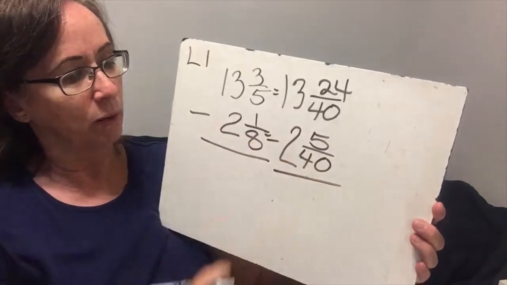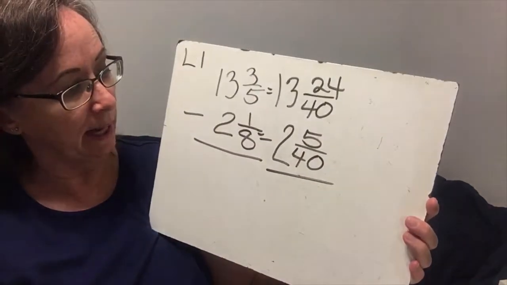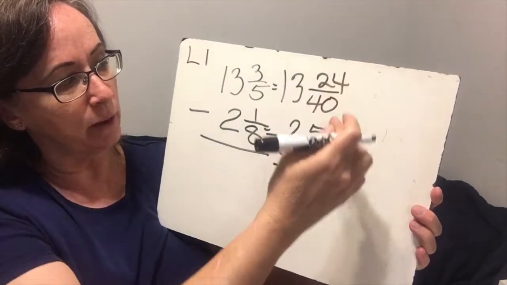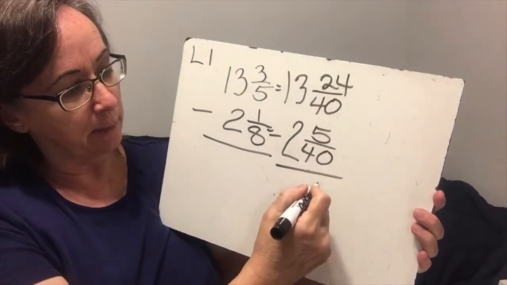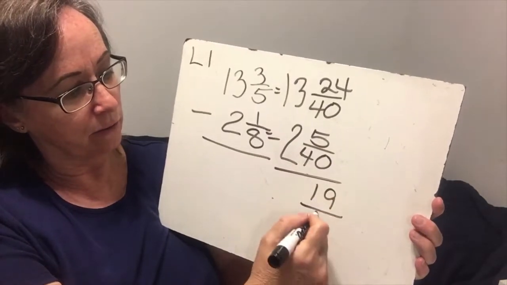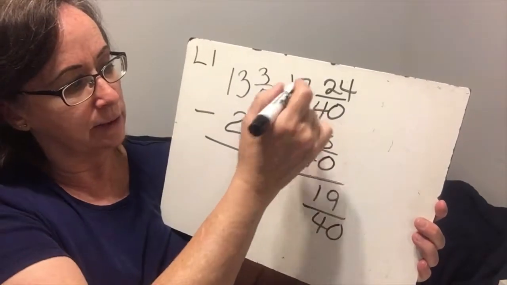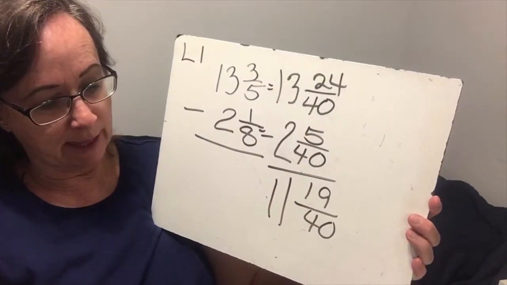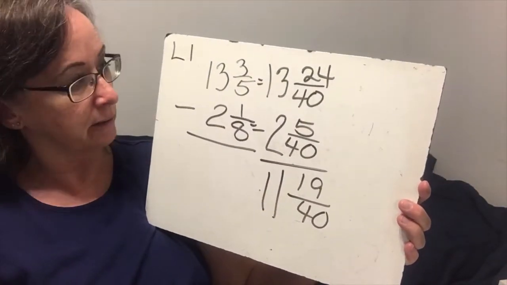And now we're ready to subtract because now we have a common denominator and we have 24 take away 5 is going to be 19 over 40. 13 take away 2 is 11. And so we have 11 and 19/40.